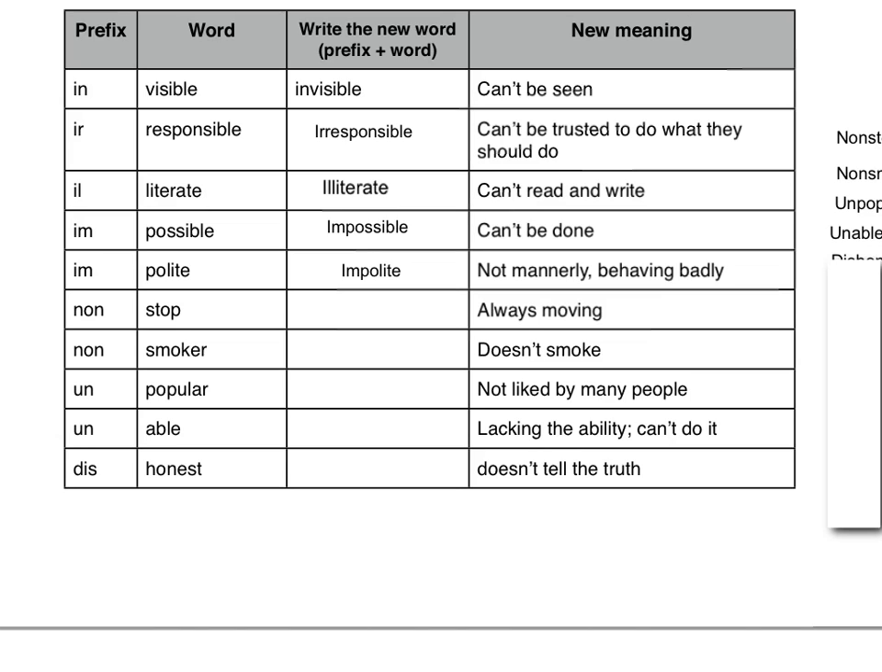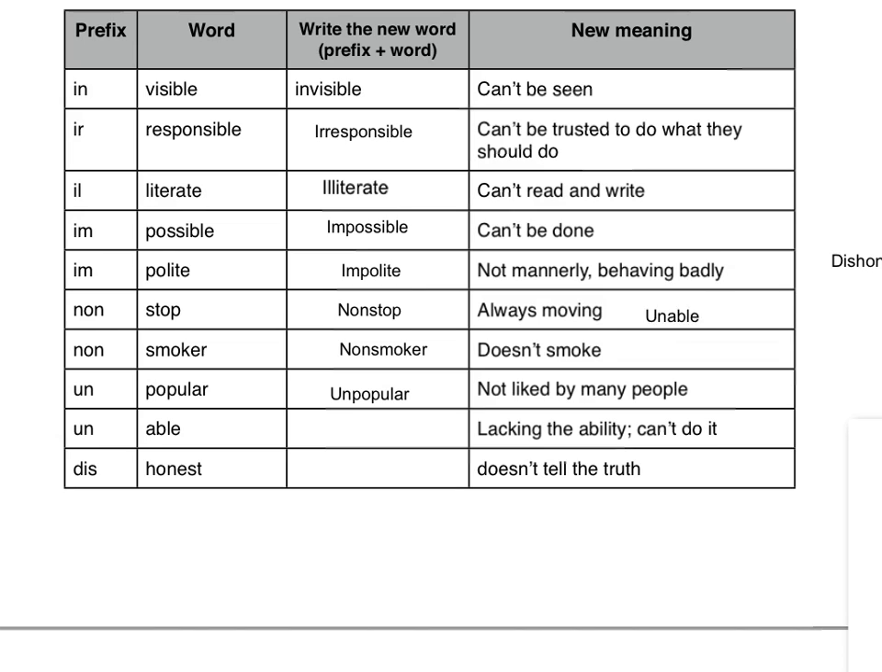Non to stop, I get the word nonstop. If I add non to smoker, I get the word nonsmoker. If I add un to popular, I get the word unpopular, which means not liked by many people. If I add un to able, I get the word unable. And if I add dis to honest, I get the word dishonest, doesn't tell the truth. Notice these are all therefore negative prefixes, aren't they?